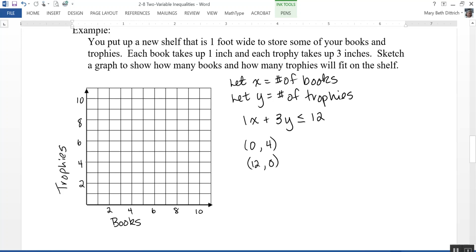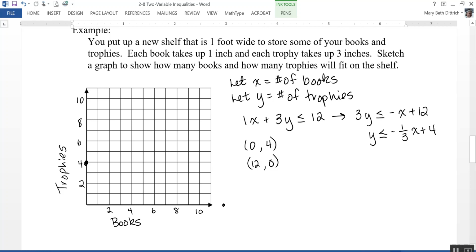So that gives me the point 0, 4. But 12 isn't going to fit on my graph. It's going to be out here somewhere. The other way I could do it is I could turn this into slope-intercept form. So I'll do 3y is less than or equal to negative x plus 12, and then dividing both sides by 3, y is less than or equal to negative 1/3 x plus 4.